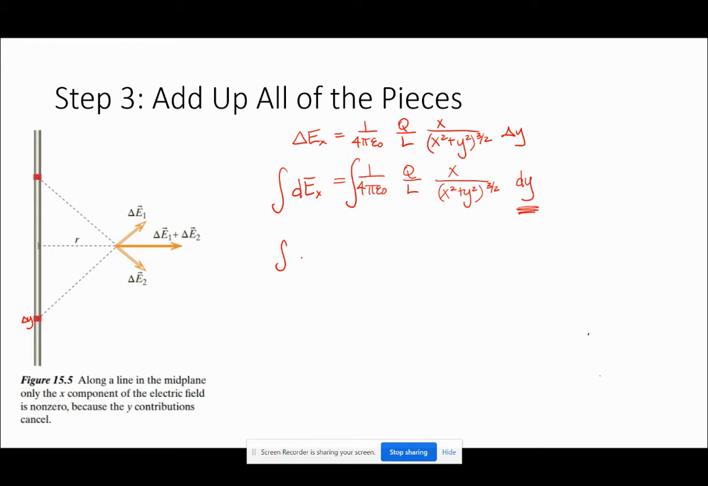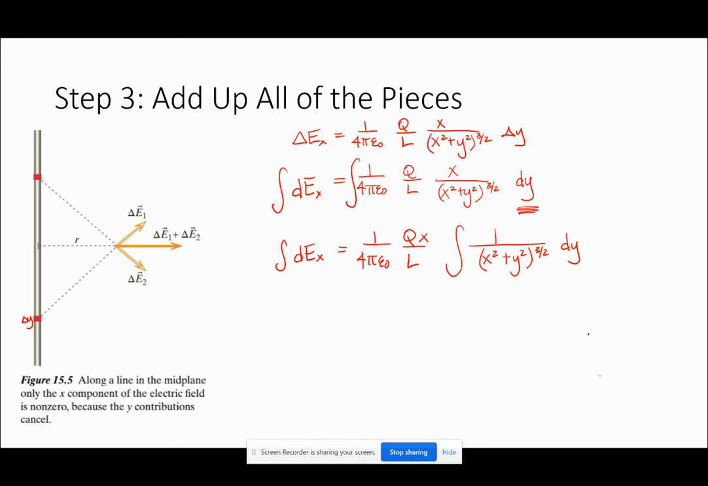So we could write this as the integral of dEx is equal to 1 over 4 pi epsilon naught q over L, and then we can take that x out. And so we just have the integral of 1 over x squared plus y squared to the 3 halves dy. And we can't separate that anymore because that x squared plus y squared raised to the 3 halves is all one term that's in the denominator, and there's no further simplification we can do. But this is the kind of formula that you can simply look up in a book, or you can go to Wolfram Alpha, or you can use all sorts of computational techniques to tell you what that integral is. We won't worry about what the solution is just yet.